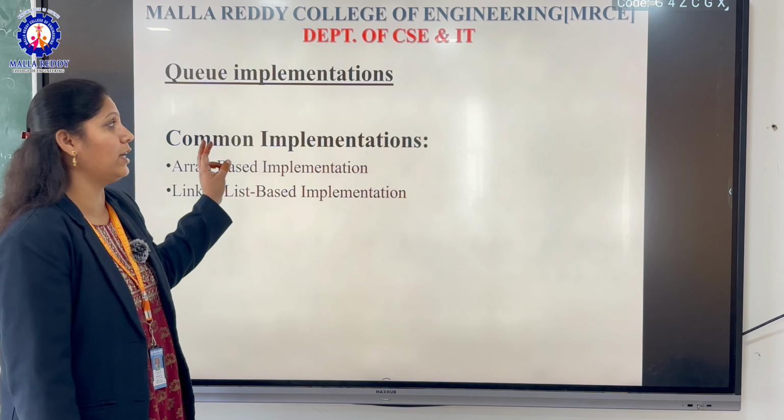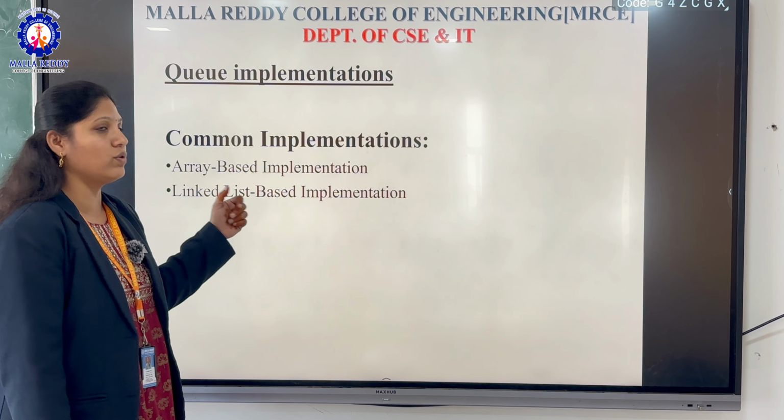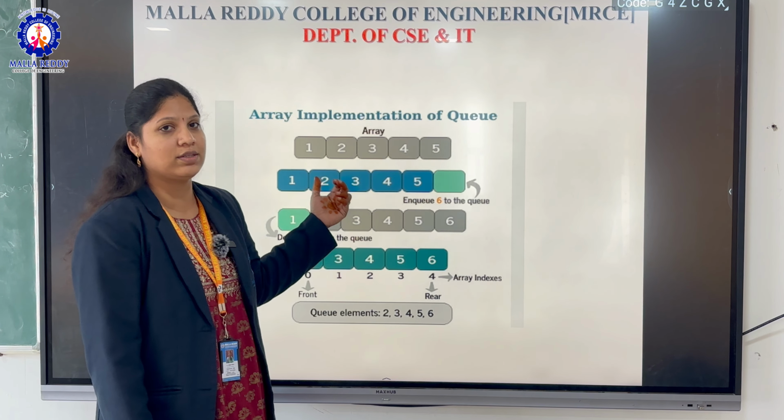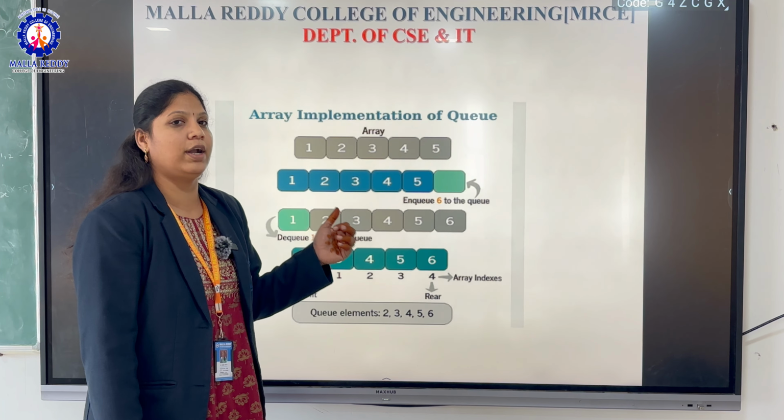There are two implementations of a queue: the array-based implementation and the linked list implementation. Array implementation has index values from 0 to n minus 1. There are two indications, front and rear.